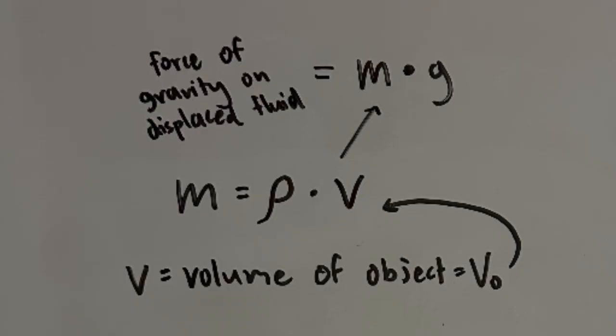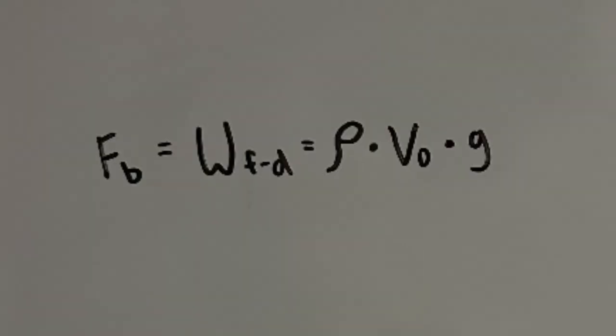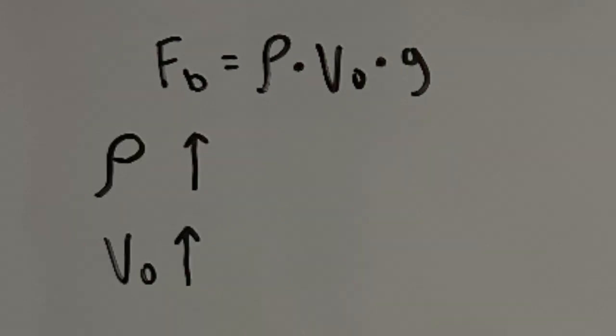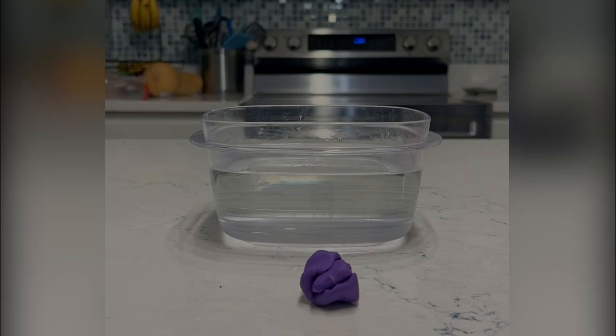So plugging everything back in, our final formula is the buoyant force equals the density of the fluid times the volume of the object times the gravitational constant g. And now that we have all the pieces of the equation for buoyant force, we can see that buoyant force is proportional to the density of the fluid and the volume of water displaced. This means that as the density of the fluid and/or the volume of water displaced increases, so does the buoyant force. So let's look at some of the ways we can affect buoyant force in the real world.